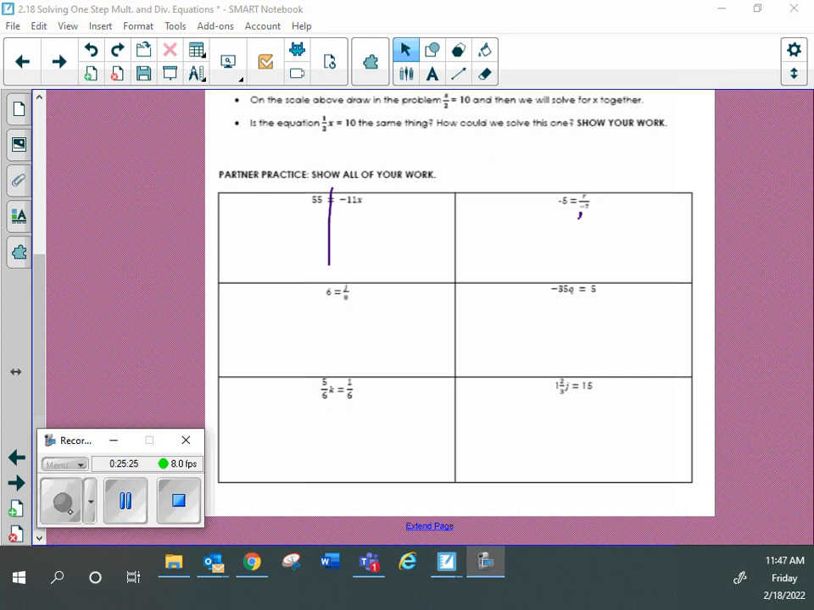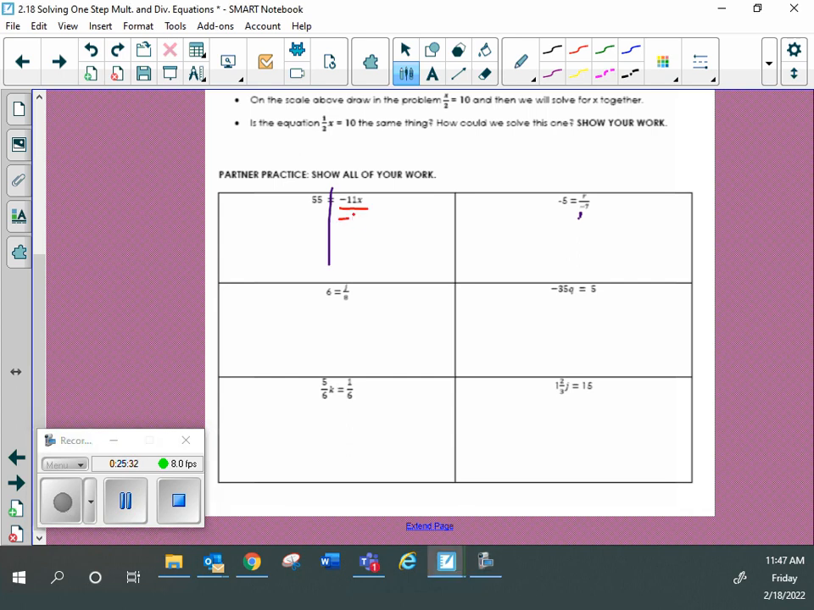Ready, set, go. All right, so what's happening to X is it's getting multiplied, so undo with division. Divide by the same thing. This cancels out. I'm left with X. Signs are different, so negative wins. Negative 5. Okay, next one. What is happening to J? It is getting divided. We undo division with multiplication. So I'm multiplying both sides by 8. This cancels out. I'm left with J is equal to 48.